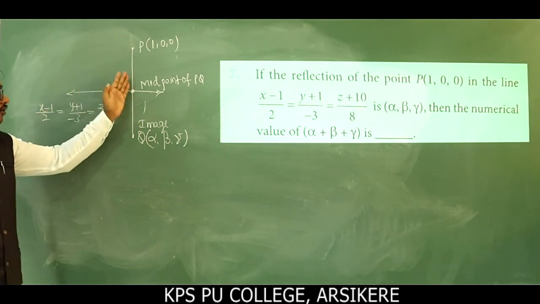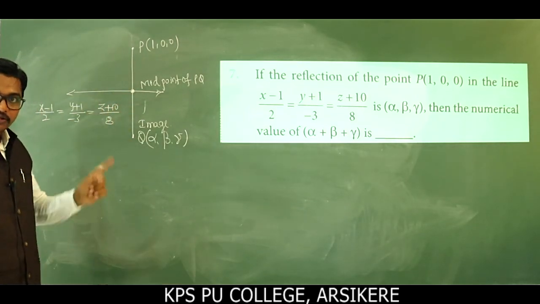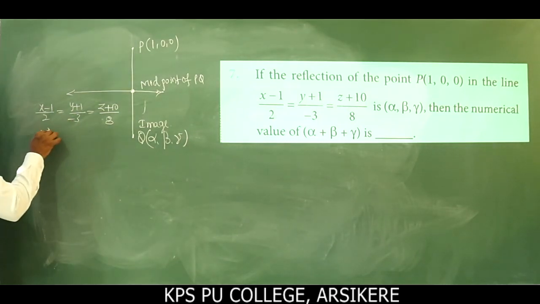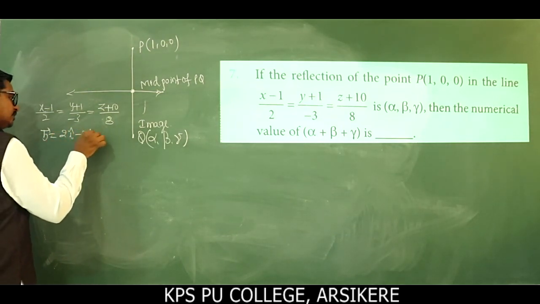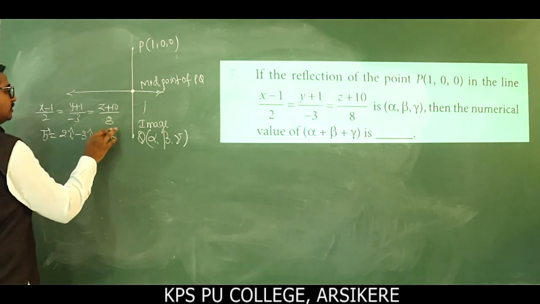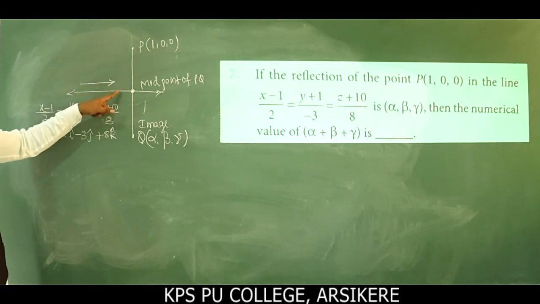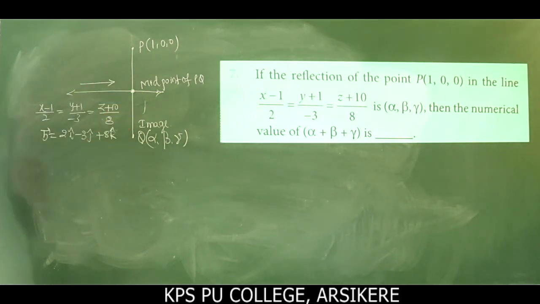The given line is perpendicular to PQ, or vector PQ is perpendicular to the line, hence their dot product is equal to 0. Here the vector B, parallel to the line, is 2i cap minus 3j cap plus 8k cap. The line and the vector PQ are perpendicular, so vector B as well as PQ are perpendicular to each other. Using that concept, we need to find the values of alpha, beta, and gamma.